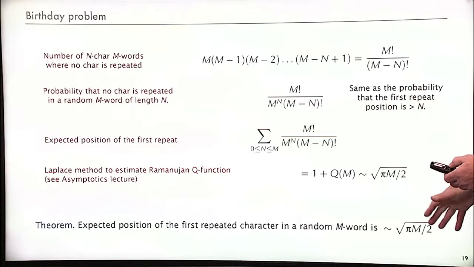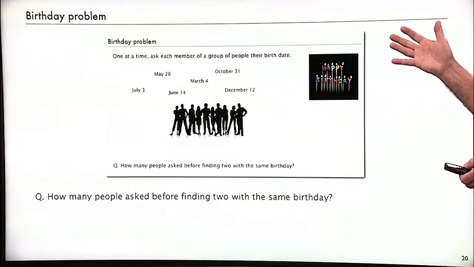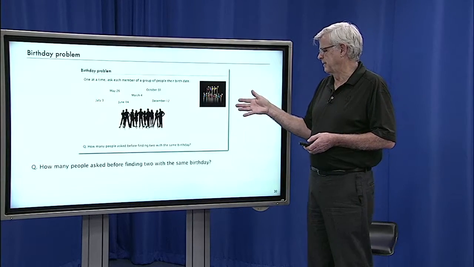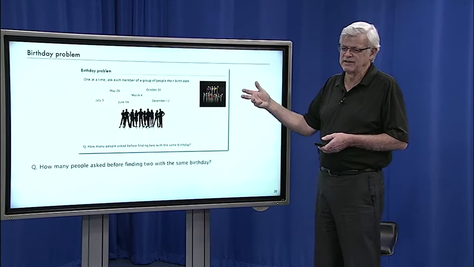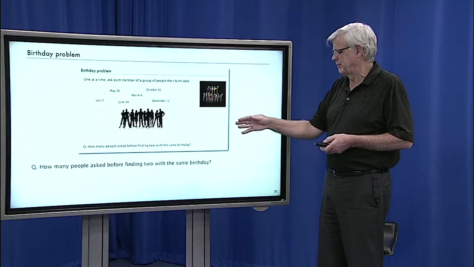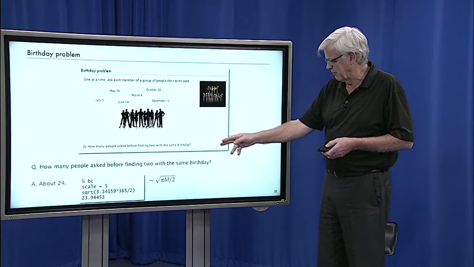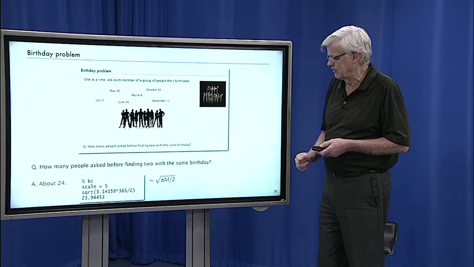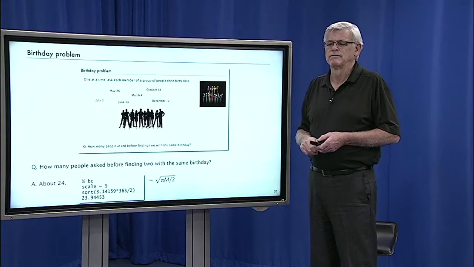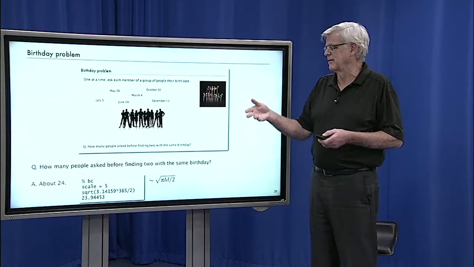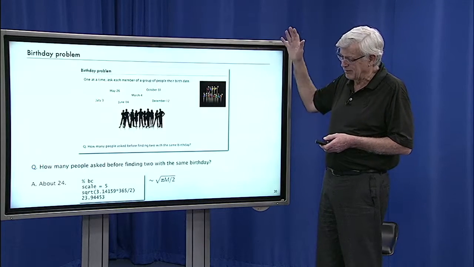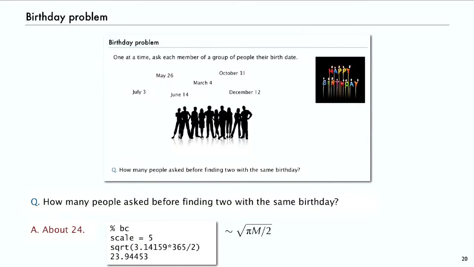So in our original problem, if we asked people their birthdays, there's 365 days in the year, how many people do you have to ask before finding 2 with the same birthday? You just have to compute the square root of pi times 365 over 2, and it's about 24. So the average number of people you have to ask before finding 2 with the same birthday is 24.